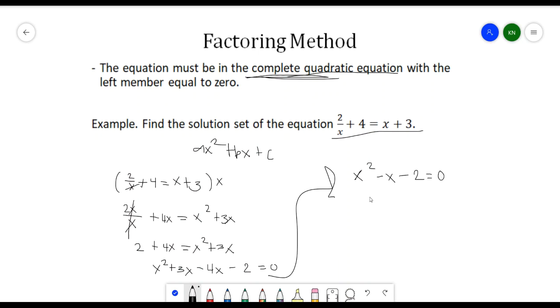Now factoring this one, if you try to calculate, the factors of this are x minus 2 and x plus 1.